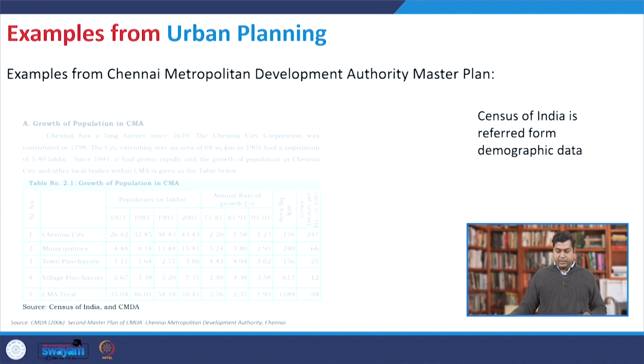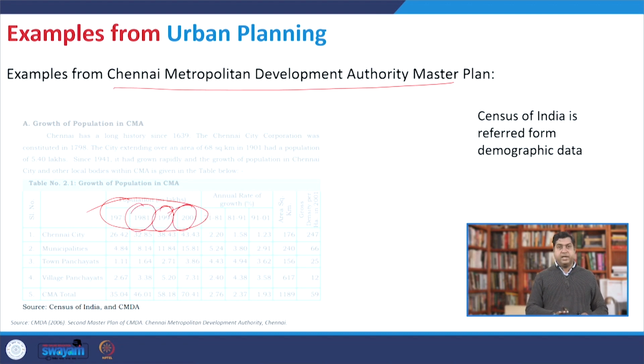In this case, for example, this is from the Chennai Metropolitan Development Authority master plan. They have given the population, and you can see they have used information from the census of 1971, 81, 91, and 2001, which is already available. They use it in their table and also the growth. In such cases they also calculated the gross density in hectares, the population in that particular square kilometer.